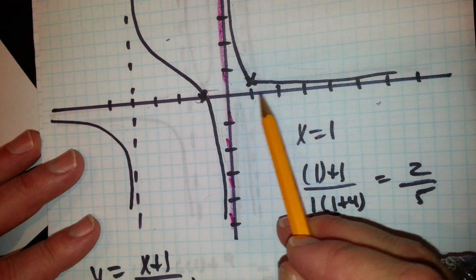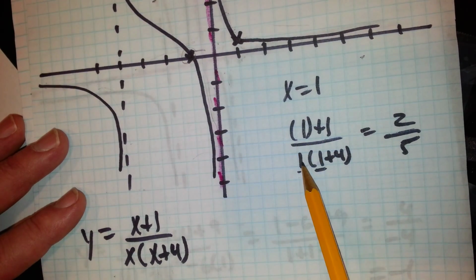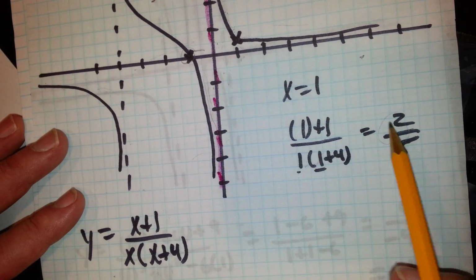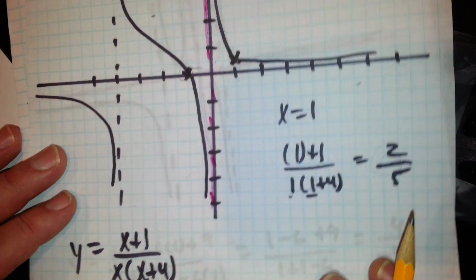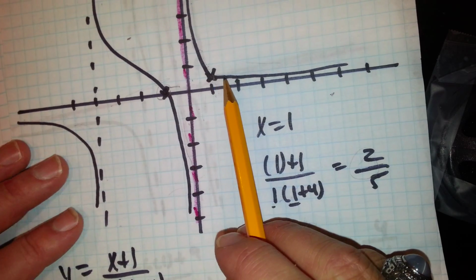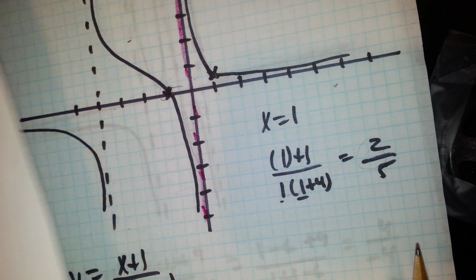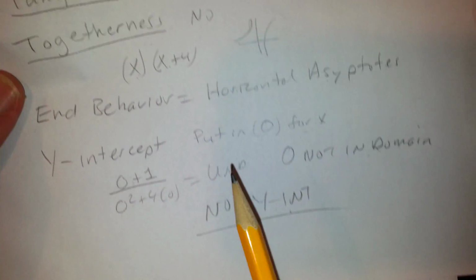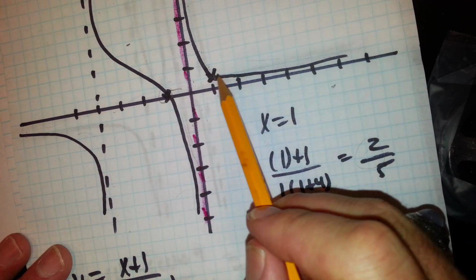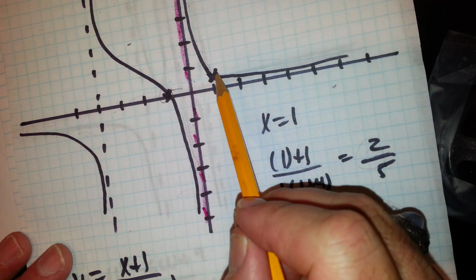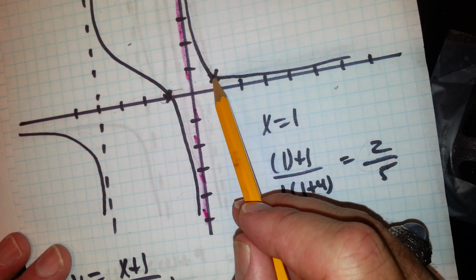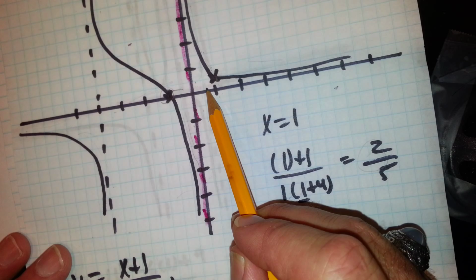So I plugged in 1 just for a value, and I got 1 plus 1 is 2, and then 1 plus 4 is 5, and 1 times 5 is 5. So it ends up being 2/5. That's positive. This is to the right, on the outside, and I know my end behavior, I'm going to seek the horizontal asymptote. This end behavior approaches 0. As I approach this asymptote, I have nowhere else to go but up, because for me to go down, I'd have to cross the x-axis, and I know I don't.